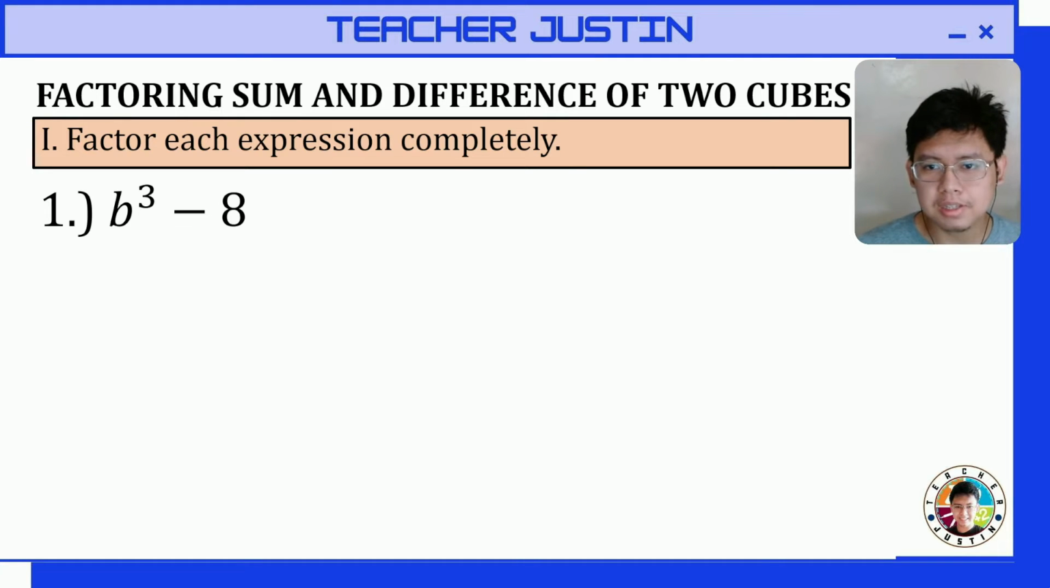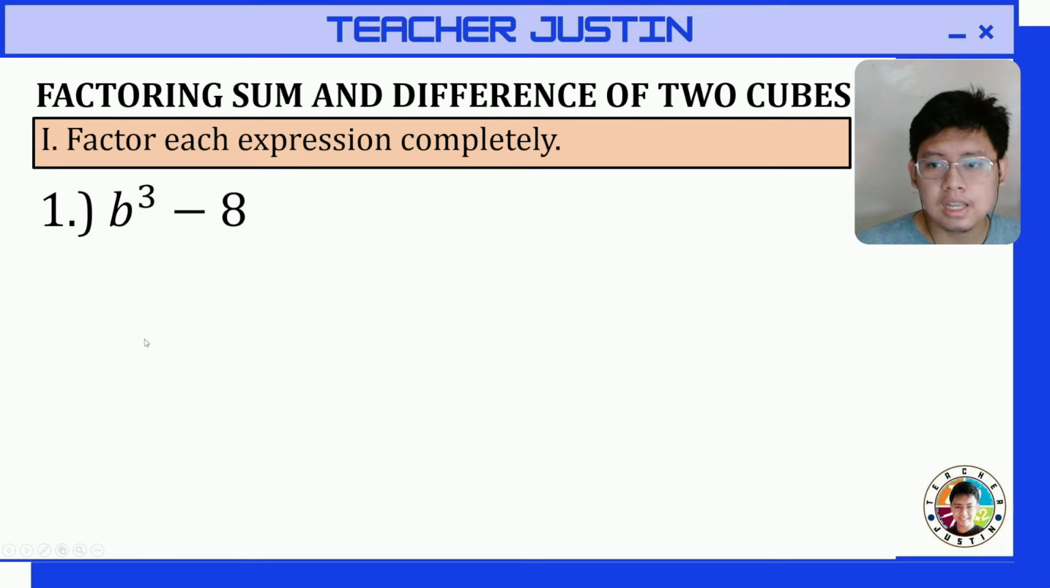So paano natin masasabi na we have sum and difference of two cubes? So if we have a perfect cube sa first term, meron tayong perfect cube sa last term. So yung operation nila is either addition or subtraction. So take note that this is only applicable for binomials. So, ang factoring method na gagamitin natin will be factoring sum and difference of two cubes.